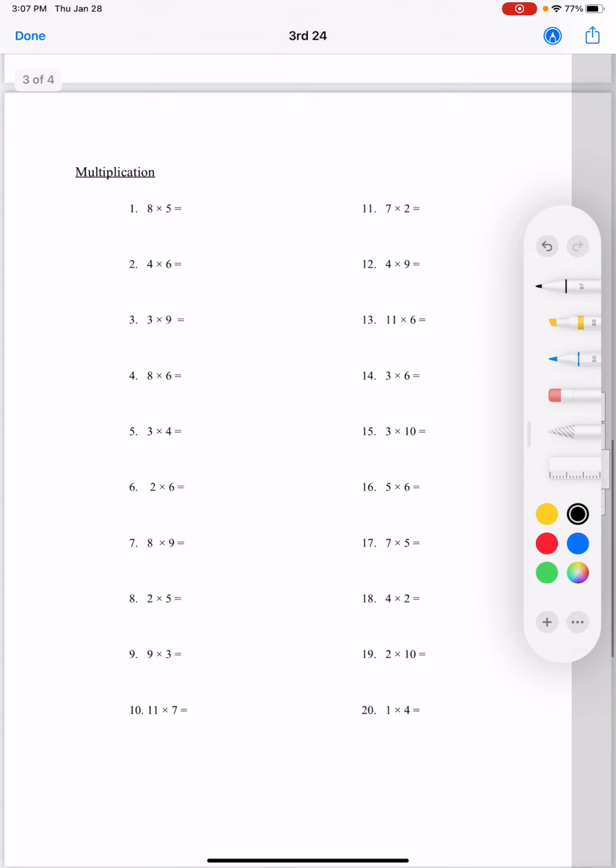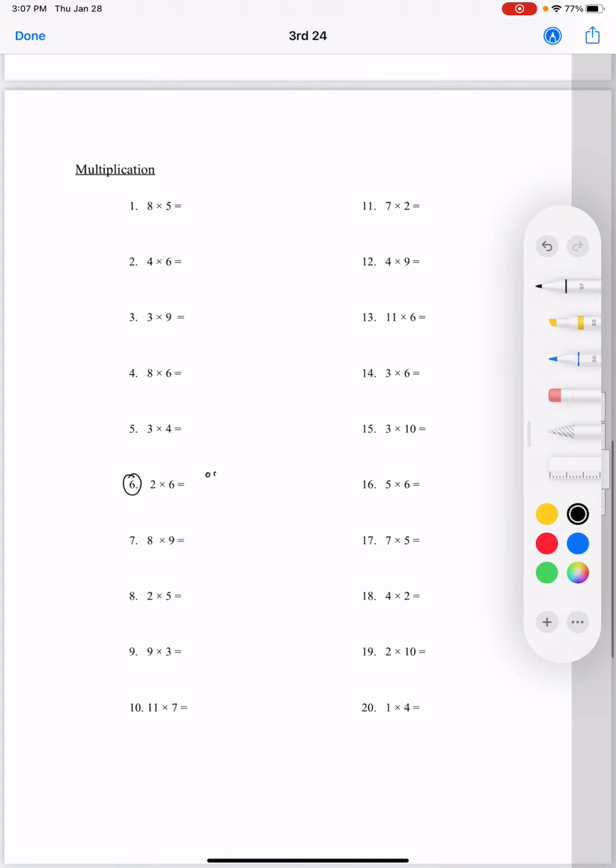Okay, next we have multiplication. So let's try 2 times 6. Basically what this is saying is there's 2 groups of 6. So that means 1, 2, 3, 4, 5, 6, and there's 2 groups. So 1, 2, 3, 4, 5, 6. 2 groups of 6. Now we count all the small circles. 1, 2, 3, 4, 5, 6, 7, 8, 9, 10, 11, 12. And we have a total of 12. So 6 times 2 is 12.